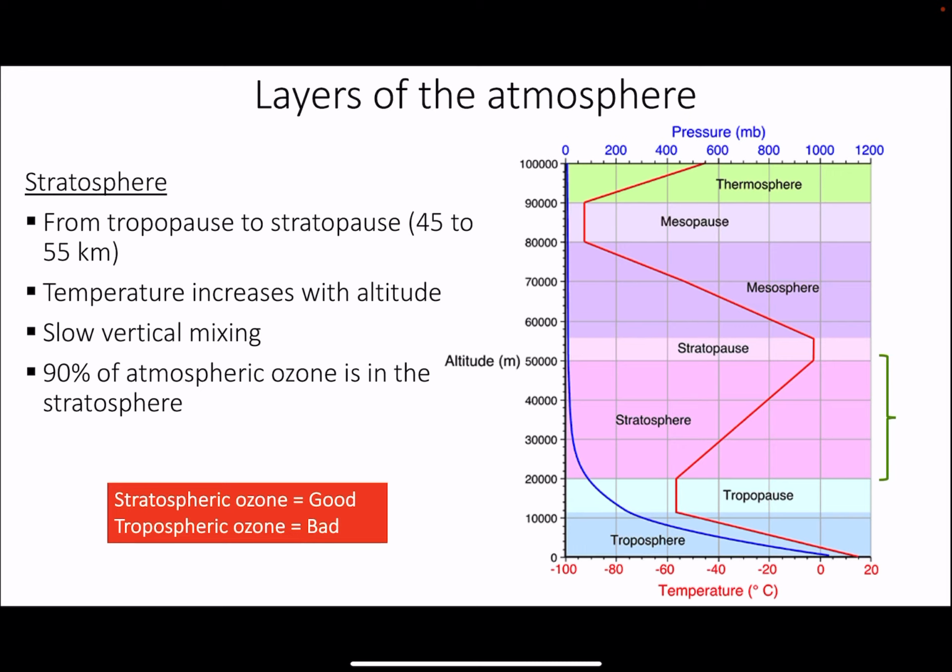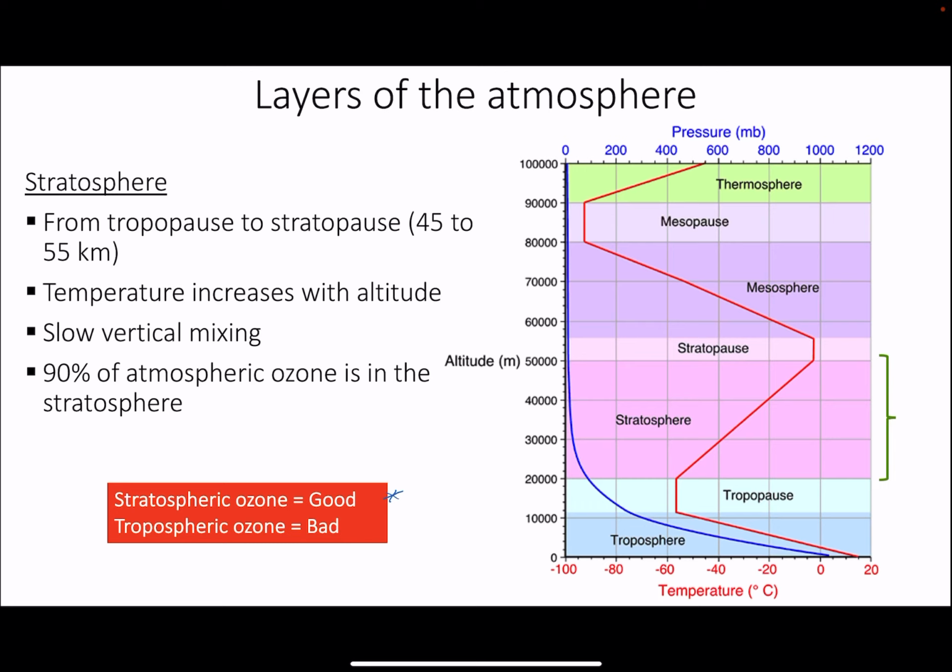Okay, the next layer up is the stratosphere, and that's from the tropopause to the stratopause. In this case, the temperature profile has reversed, where temperature is now increasing with altitude. The reason is that there's a lot of ozone in the stratosphere, and this is the good ozone. A lot of times you hear about ozone in the troposphere, and that's the bad ozone, the air pollution ozone. But the stratospheric ozone is the good stuff that prevents us from being harmed by UV radiation.